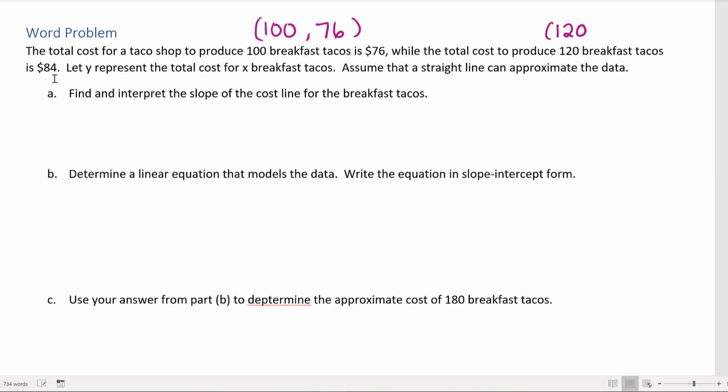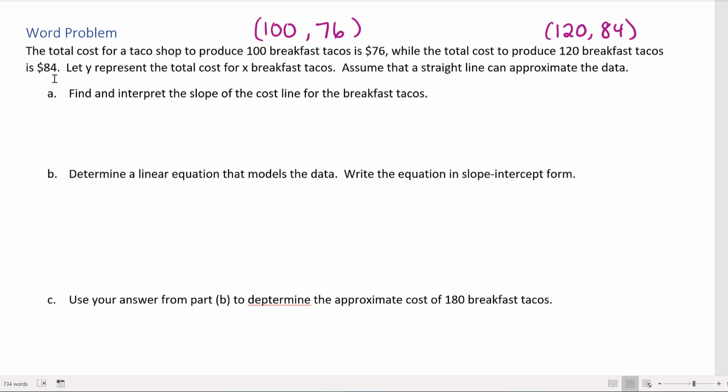Over here I have 120 breakfast tacos and that is going to cost $84. So when you're thinking of making breakfast tacos, you have to pay for your little taco stand, you also have to pay for the lights and the energy, the electricity, and maybe gas that you're using to use the stove to make your breakfast tacos, right? Plus, you have to pay for the ingredients.